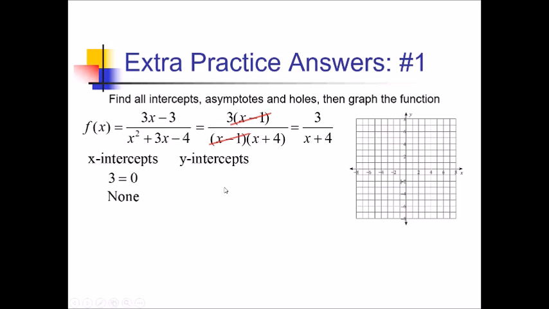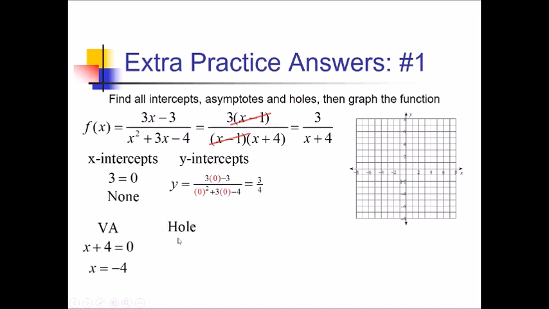For y-intercepts, we have to plug 0 into the original equation here. When we do that, everything zeroes out except for a negative 3 and a negative 4. So 3/4 then, if we reduce that, is going to be our y-intercept. For the vertical asymptotes, those are x values that zero out the simplified denominator, make the simplified function undefined. So if x plus 4 equals 0, we have a vertical asymptote at x equals negative 4.